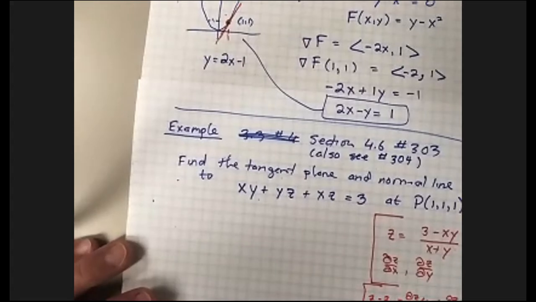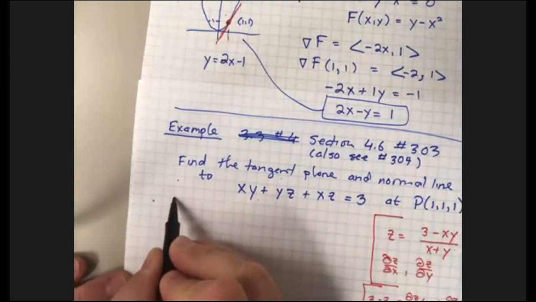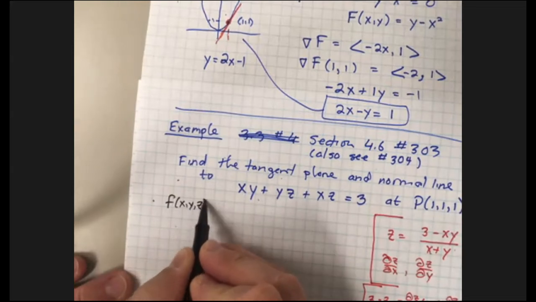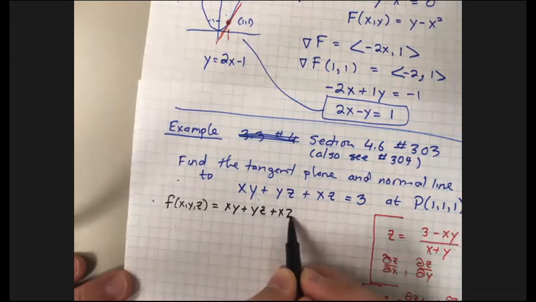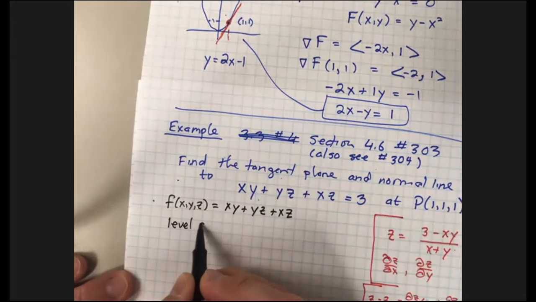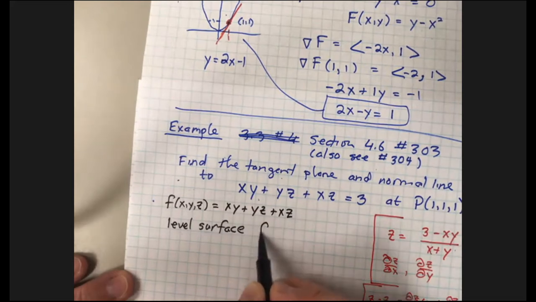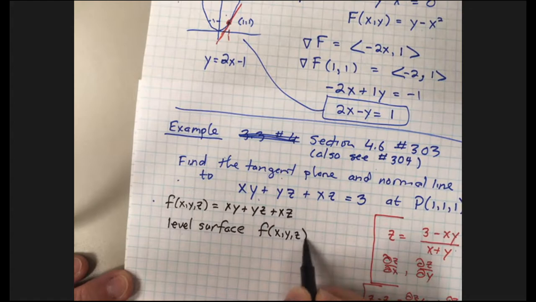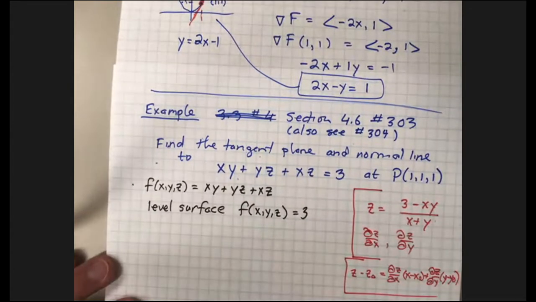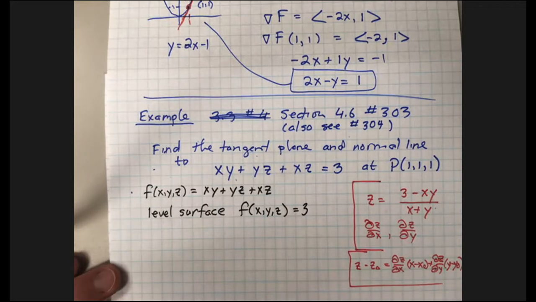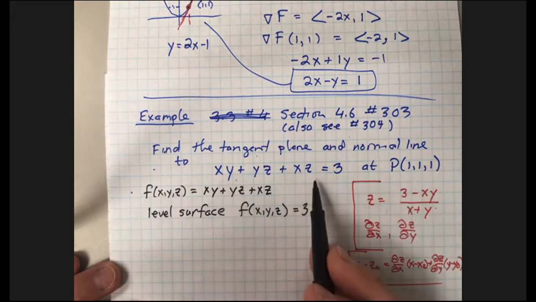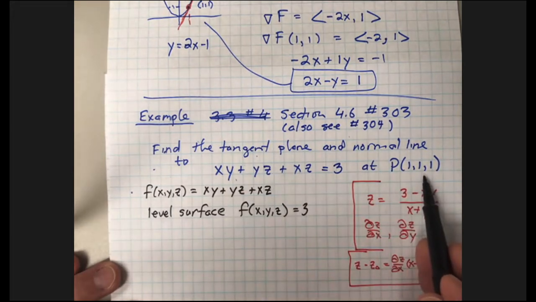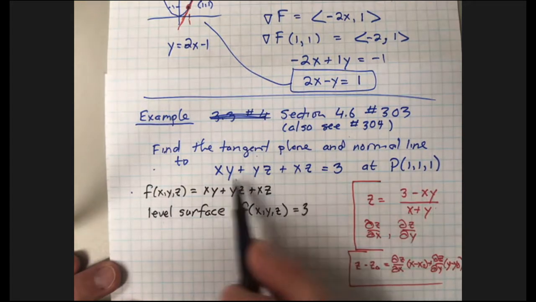Now let's rather think about this through the lens of level surfaces. So we invent a function of three variables, and the function is the one given to us, xy plus yz plus xz. And so our level surface will be f of xyz equals 3. Now it's a good idea to check: is this point actually on the surface? It'd be funny to create a tangent plane to a surface at a point that's not even on the surface. So that's always a good safety check. But you see, if you put 1, 1, 1 in here, you get 1 plus 1 plus 1 is 3.